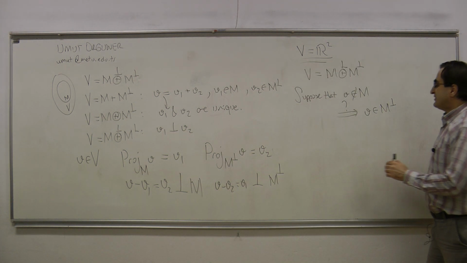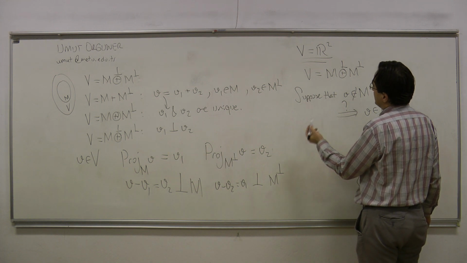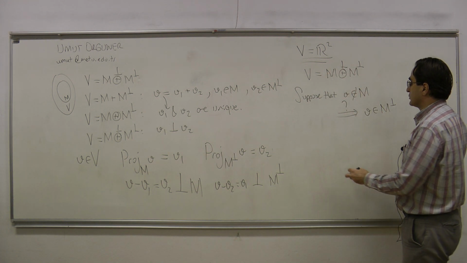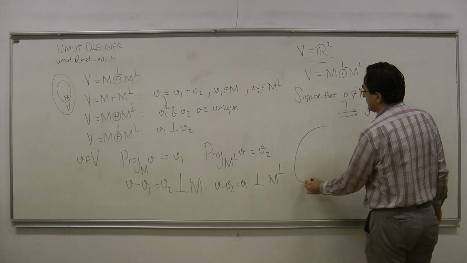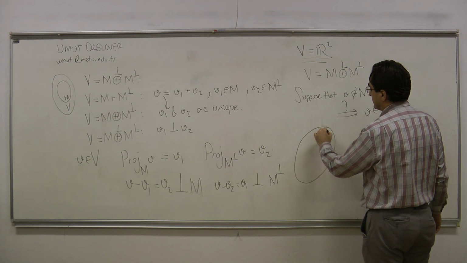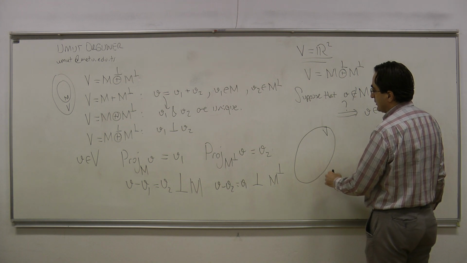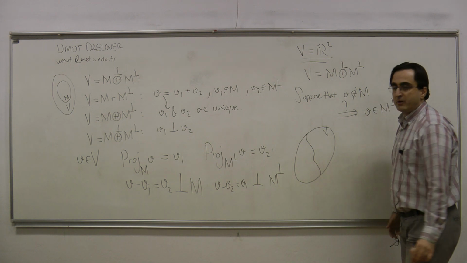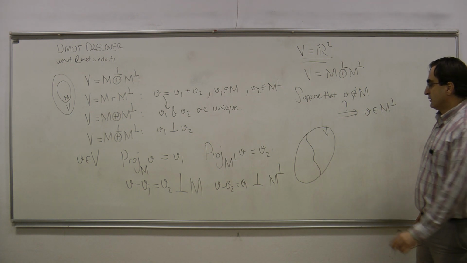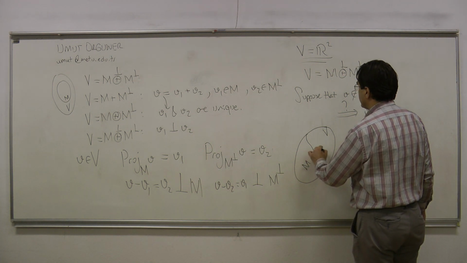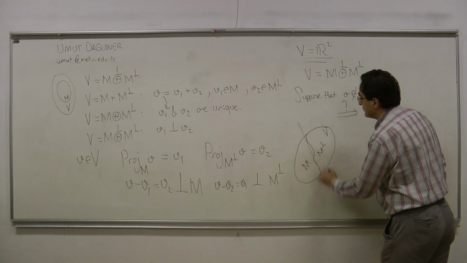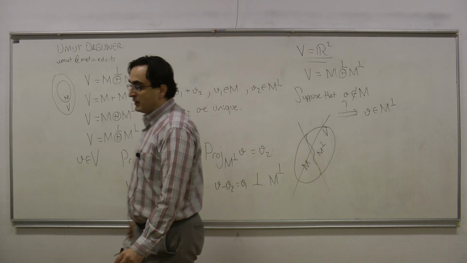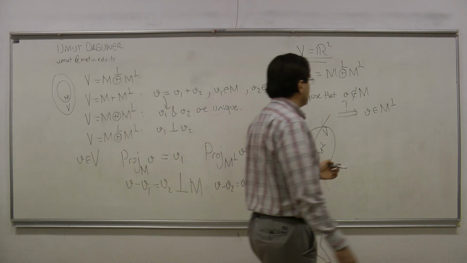And this is because sometimes students have a different visualization for this direct sum decomposition. A direct sum decomposition is not something like this. Suppose that this is my V, okay? A direct sum decomposition is not really dividing this space into two parts, with this being M and this being M orthogonal complement. Such a visualization is not really correct. All right? I will give a very simple example.